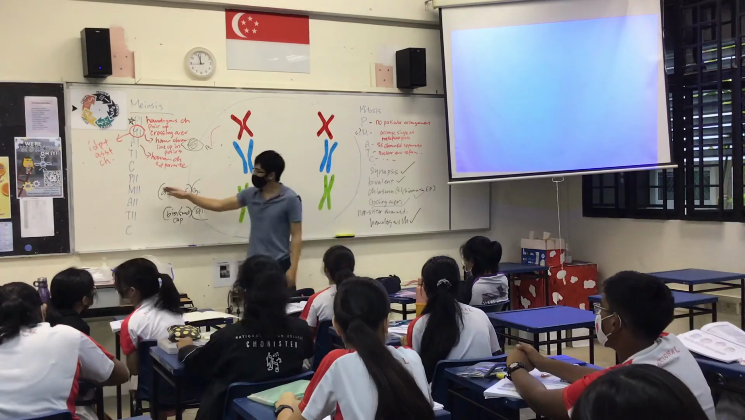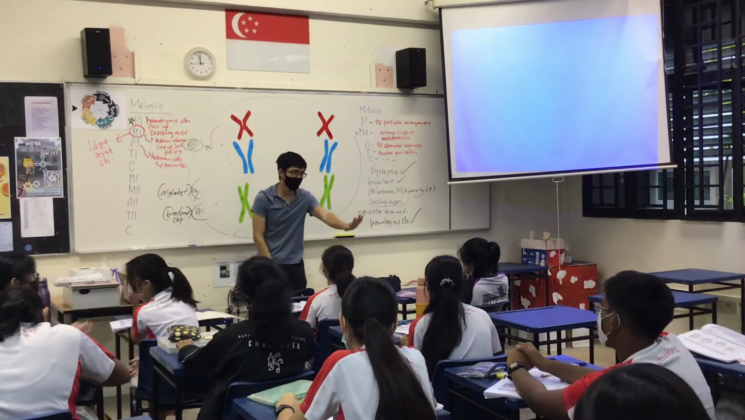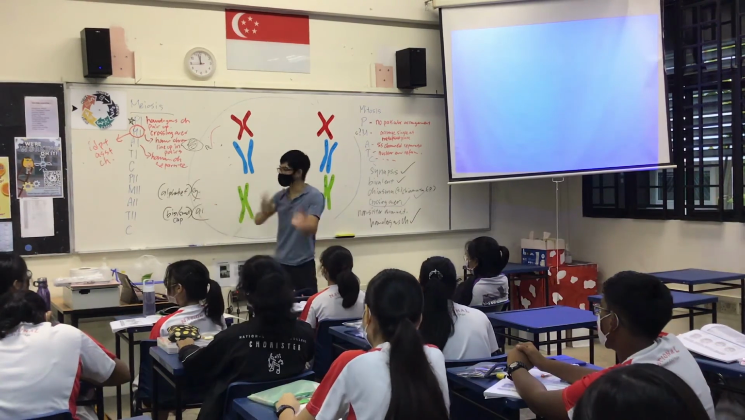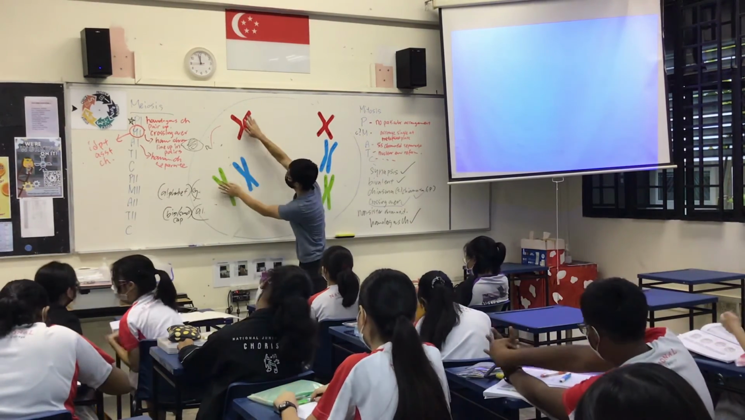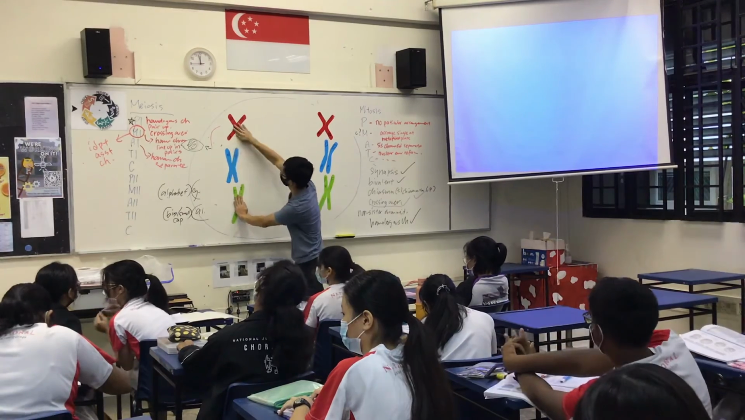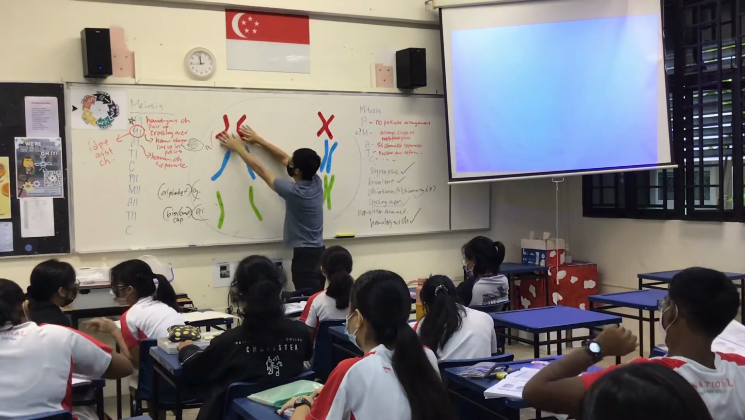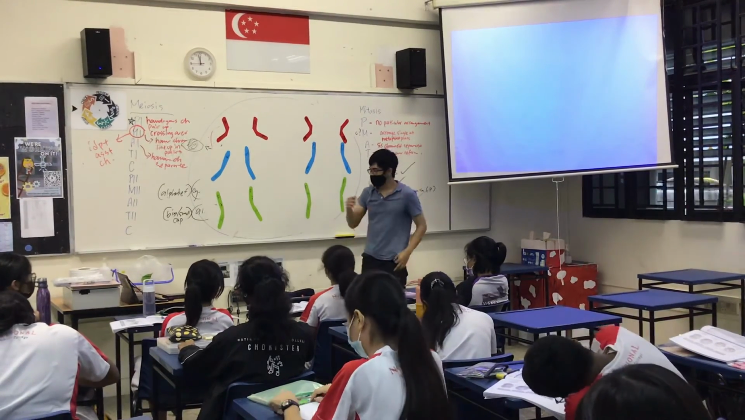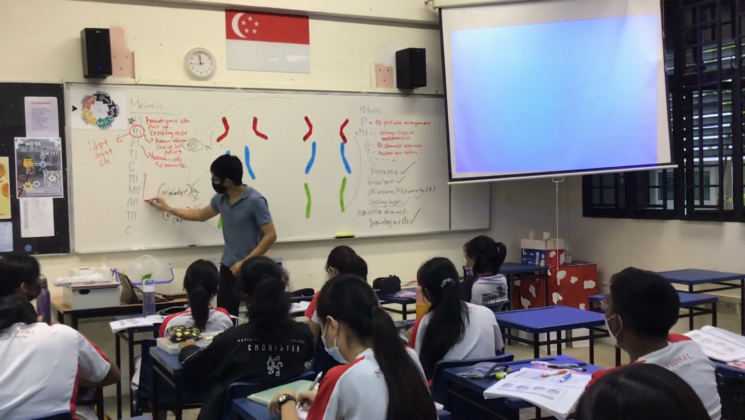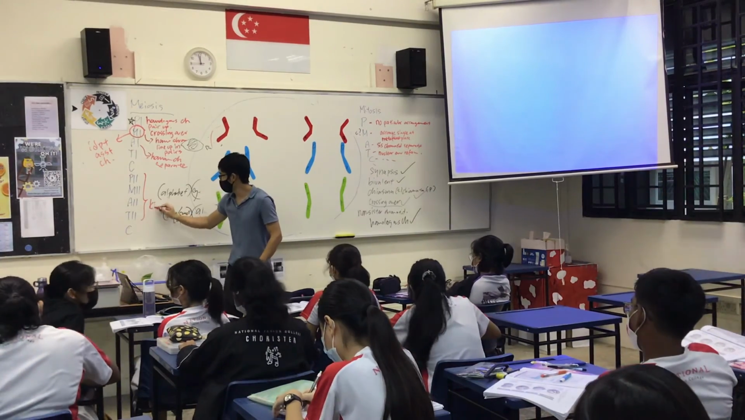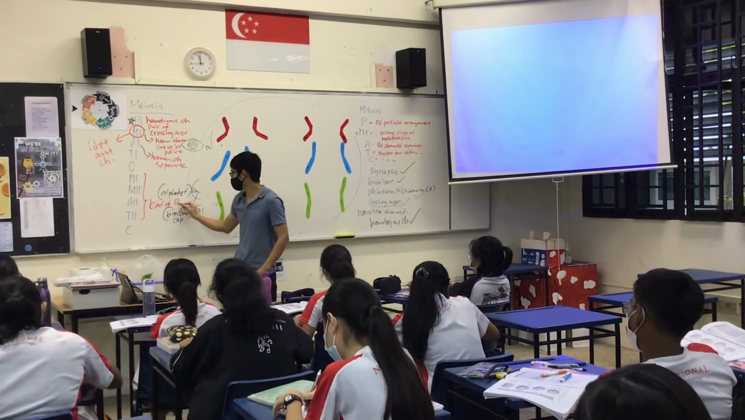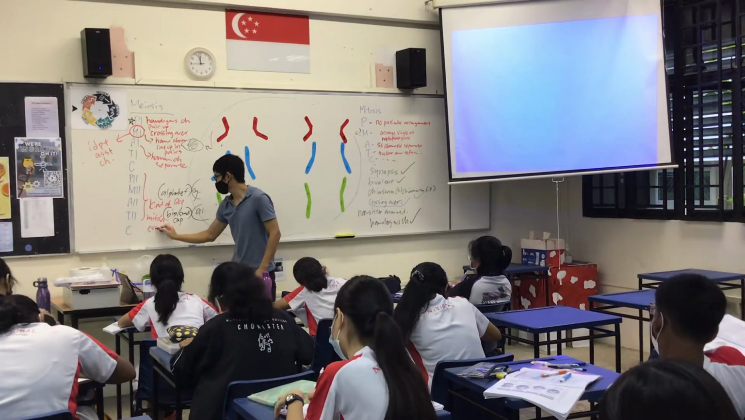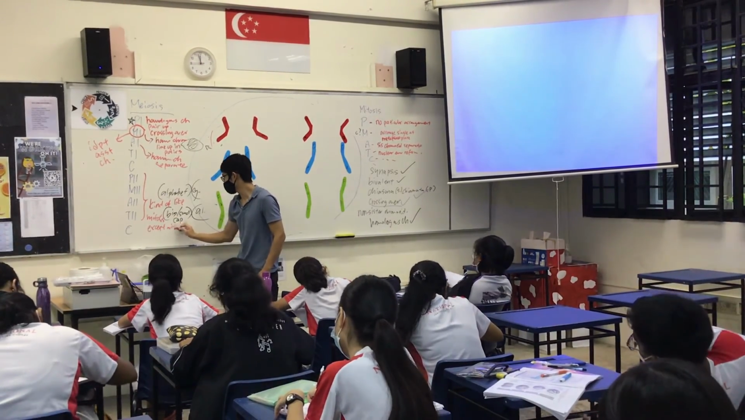Alright. Meiosis 2, I have to say up front, it is just like mitosis. Meiosis 2 is just like mitosis. The chromosomes will line up in the middle. Sister chromatids will pull apart. So meiosis 2 is kind of like mitosis, except with half the number of chromosomes.